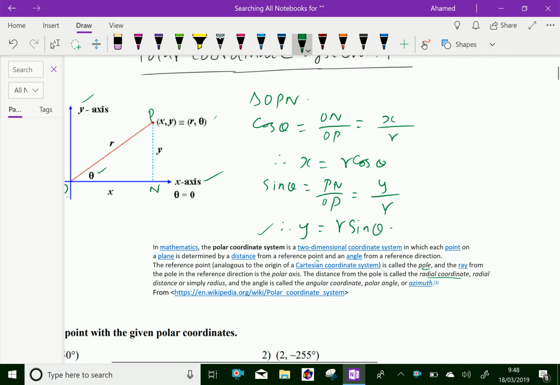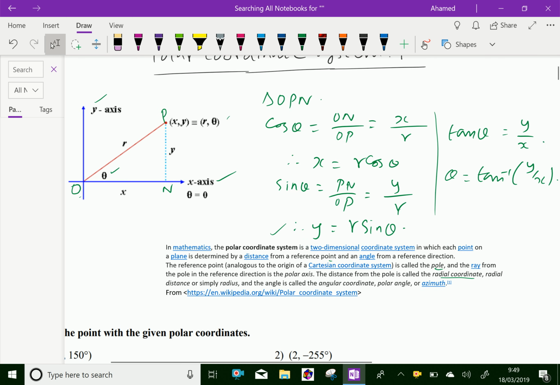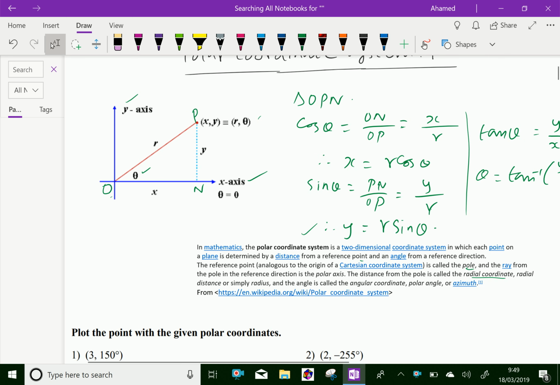Now, finding the angle, suppose tan theta equals y over x. From that, we can find theta equals tan inverse of y over x. But angles are in radians. Now here the coordinate of point P: in Cartesian system it is x comma y, but in polar coordinate system it is r comma theta.